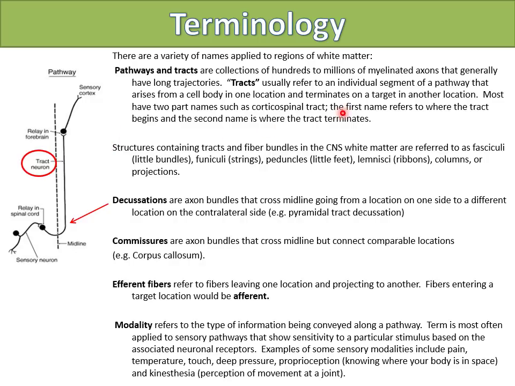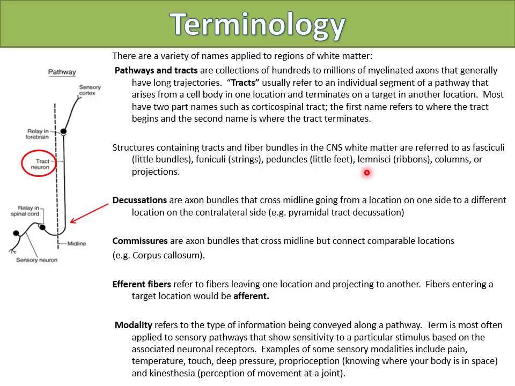And one of those is fasciculi, little bundles. We've seen fasciculus gracilis, fasciculus cuneatus, part of the dorsal columns. We'll see the funiculi, they're strings. They're regions of white matter that include a number of different pathways. There are peduncles, groups of white matter that refer to little feet that you'll see bulging out of a portion of the brain, a brain stem in particular.